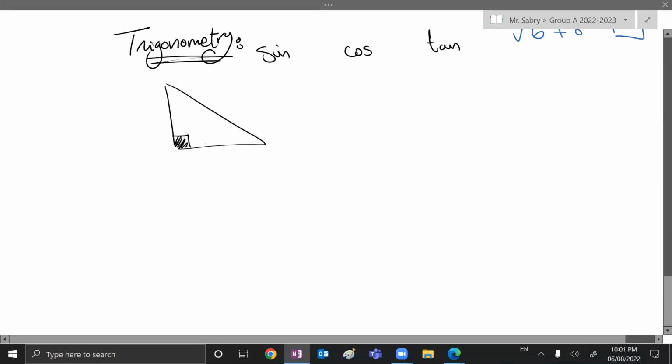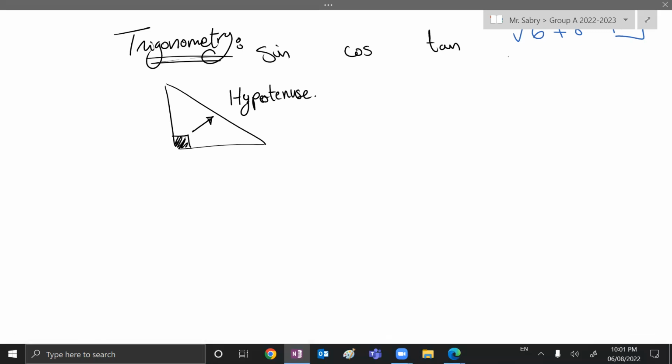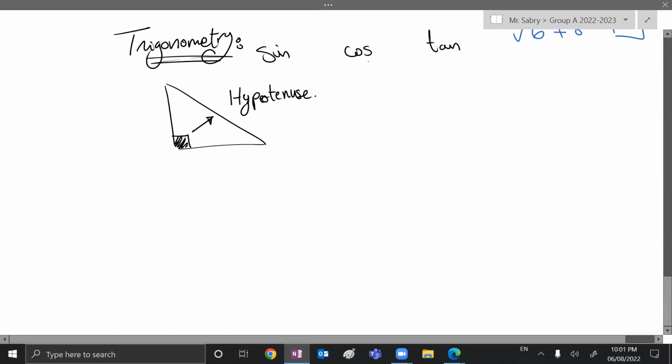So what are those? First of all, we agreed that the side right in front of the 90 degrees is called the hypotenuse, and it's the most important side of any right triangle. So what are the sines, cosines, and tans? They are a ratio. What does that mean, ratio? A sine is the division of two specific sides in a triangle. And the sine, cosine, and the tan have to be of an angle.